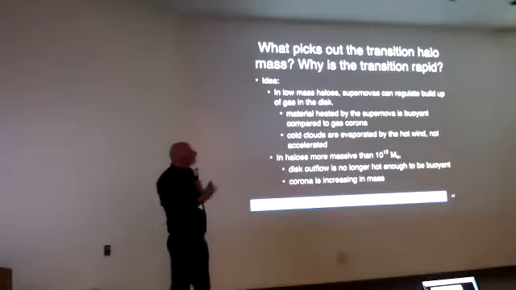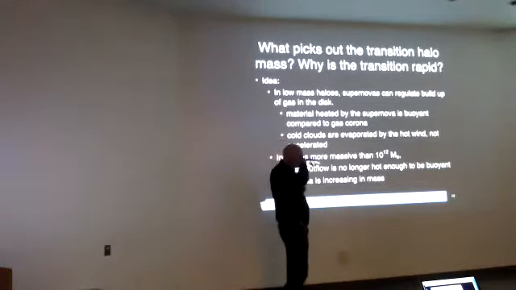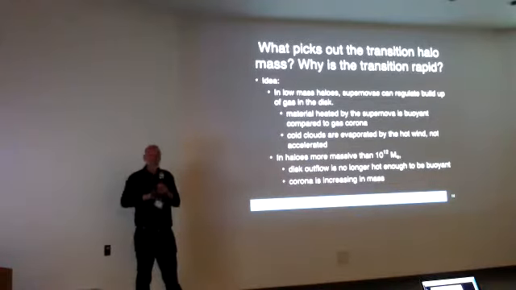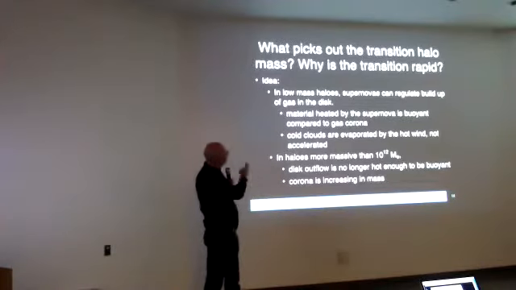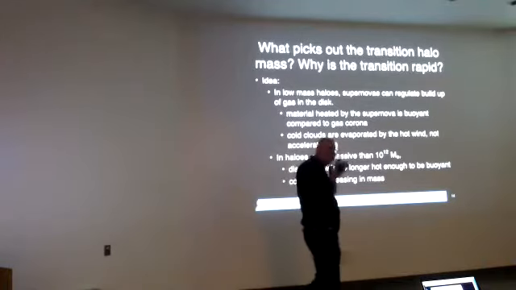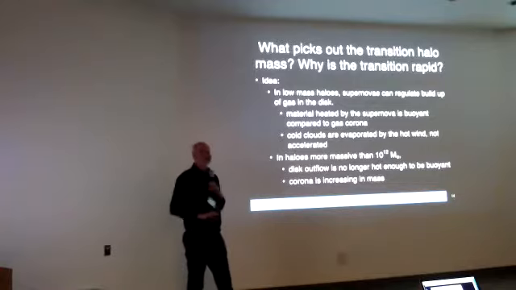Okay, but what picks out now why a particular halo mass triggers this phase of very rapid growth? Well, to understand that, we need to think about what's regulating the density of the material around the black hole. Okay, and the idea that I'm putting forward here differs from Abishai's perspective on this, in that I'm going to focus on the buoyancy of material heated by supernova.